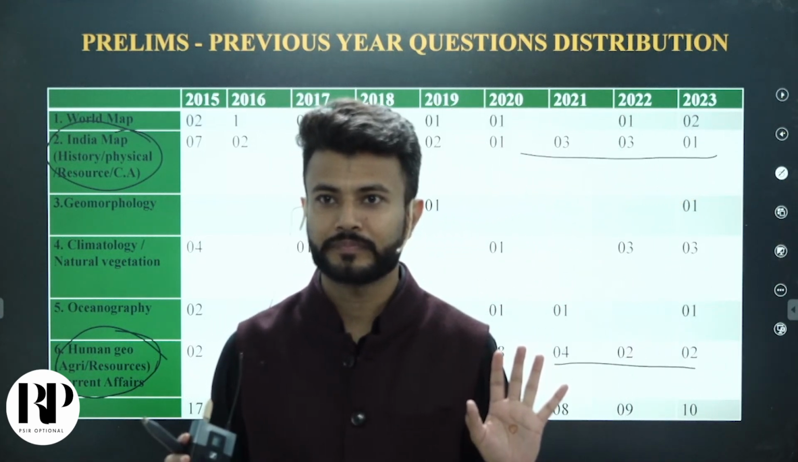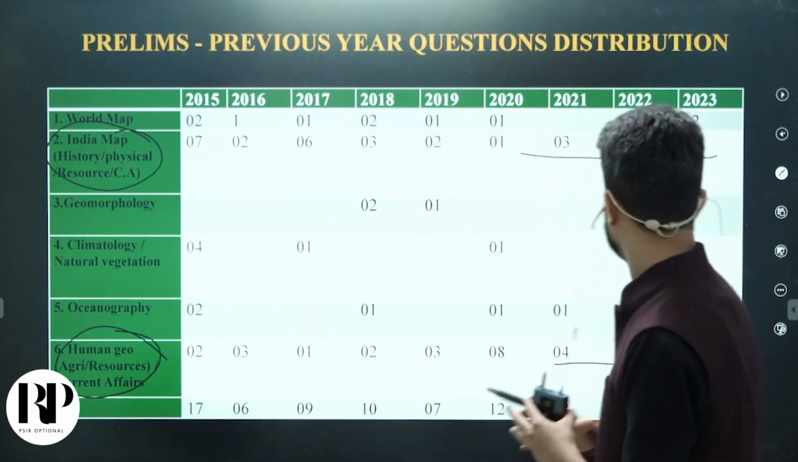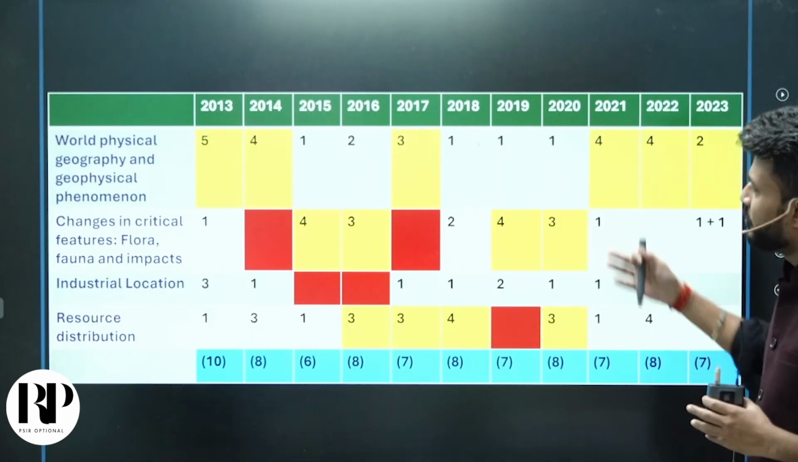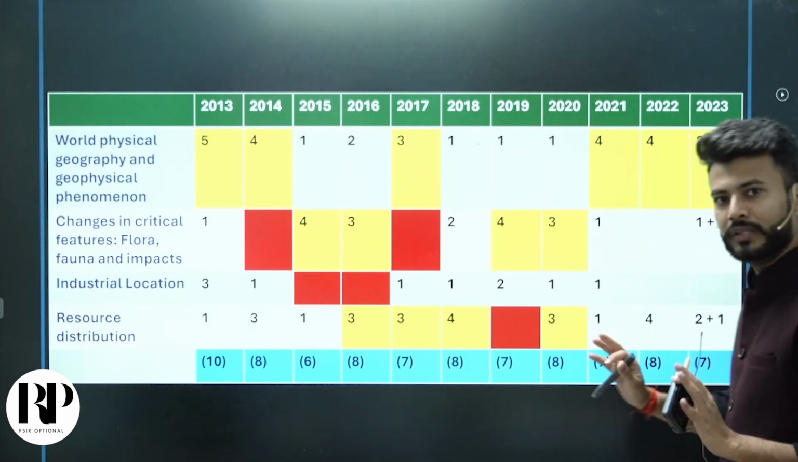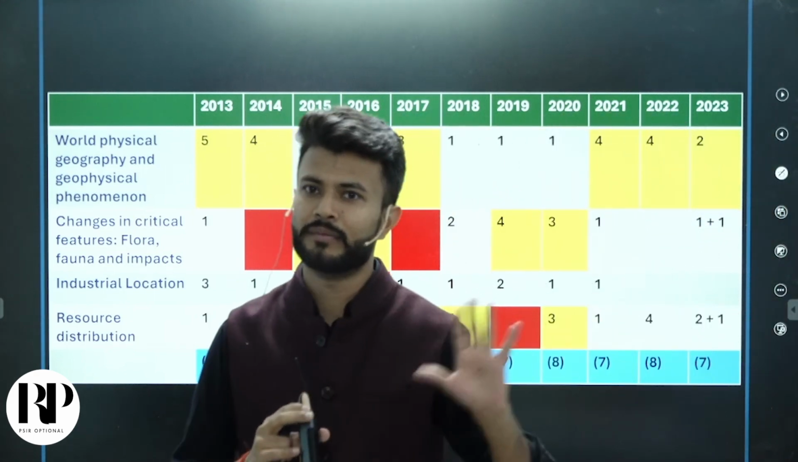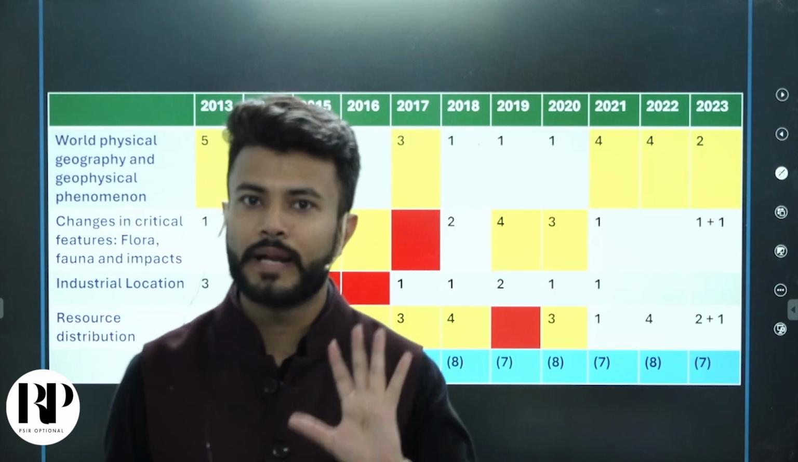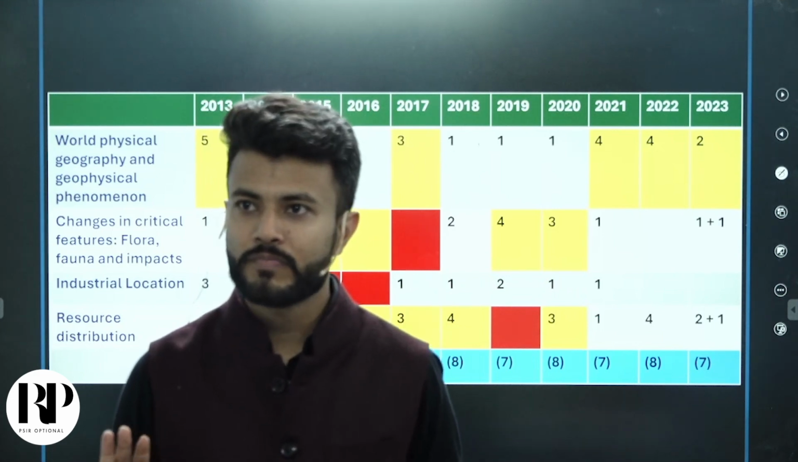Okay? This is the only thing, the relevance of this particular stream. When you come to the mains, every year from Indian geography you are going to get around 2 to 3 questions. That was all the work of this screen, the rest we will do on the black screen. Okay, fine.